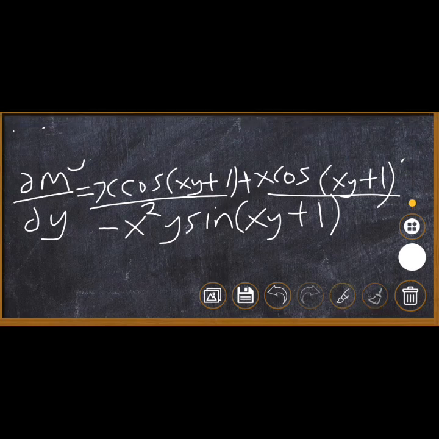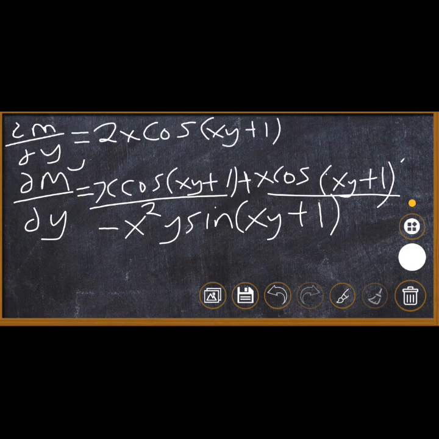Okay, so when we add this and this, of course we are going to have the derivative of m with respect to y equals, when we add these two, 2x cos of xy plus 1. Then here we have negative x squared y sine of xy plus 1.